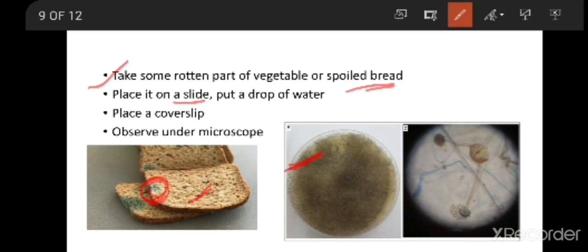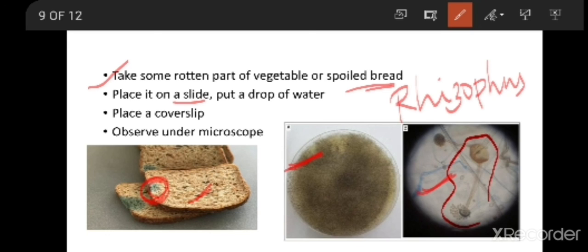If you place spoiled bread under the microscope, you can see this. I hope you all recognized this. This is Rhizopus, which is commonly called bread mold. This is a fungi. If you see the structure here, this is Rhizopus which you can see under the microscope with this spoiled bread. Like this you can observe the fungi under the microscope.